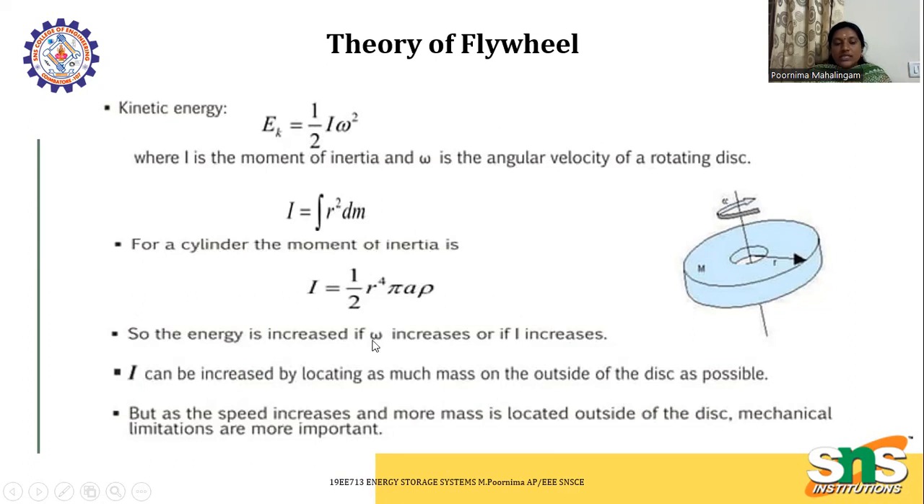So the energy can be increased either by increasing the angular speed, omega, or by increasing the moment of inertia. I can be increased by locating more mass outside of the disk, if possible, but as the speed increases and more mass is located outside of the disk, the mechanical limitation also becomes important.